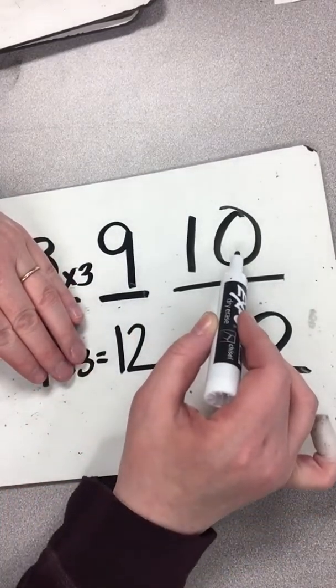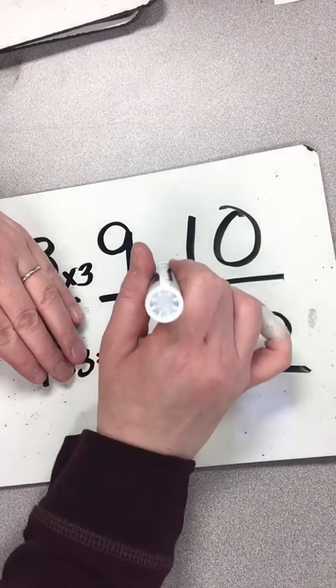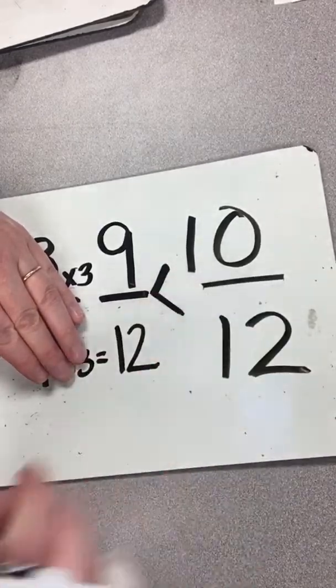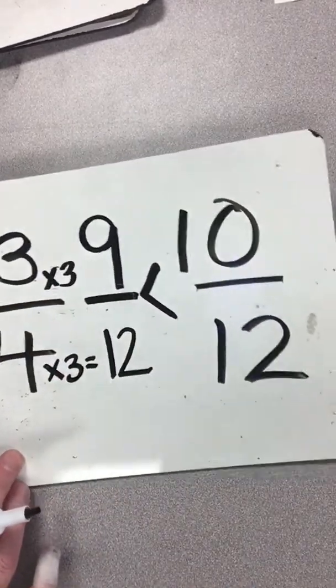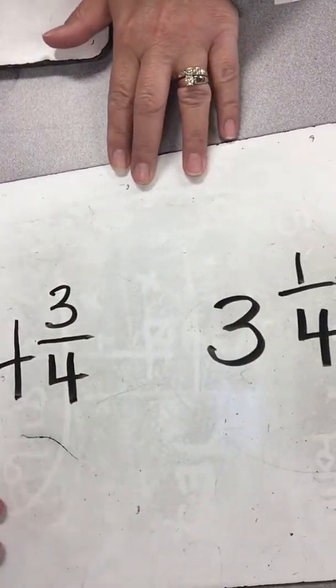9/12 compared to 10/12. Mrs. Kemp, what do you think? 10/12 is bigger, so the open arrow. There you go. All right, so we got that. That was review from yesterday, not bad at all. You'll have a few more problems like that on today's assignment, but you're also going to see problems that look like this.